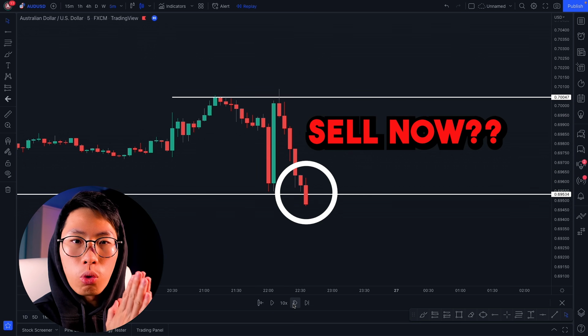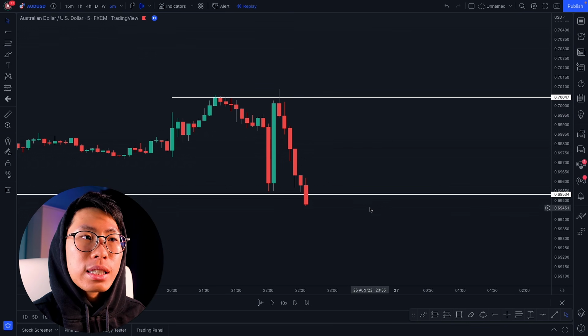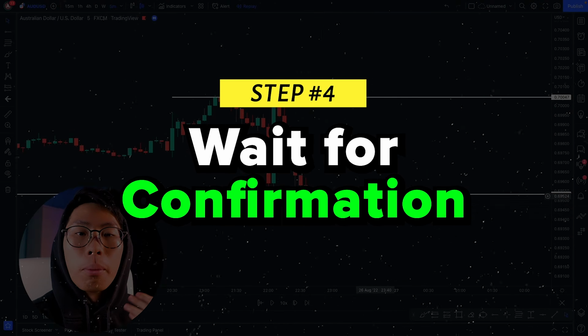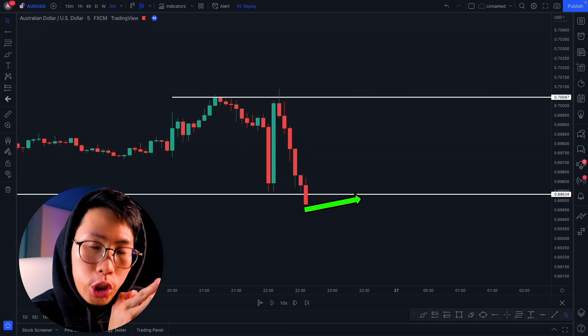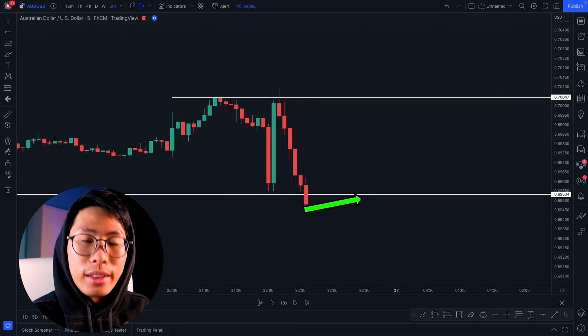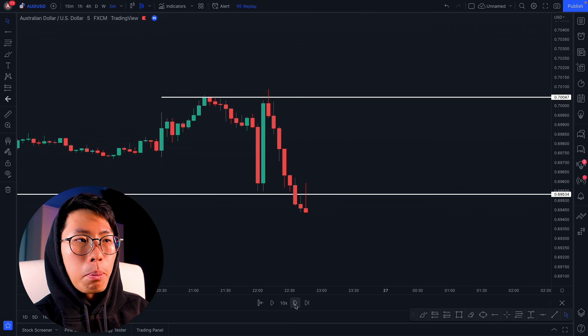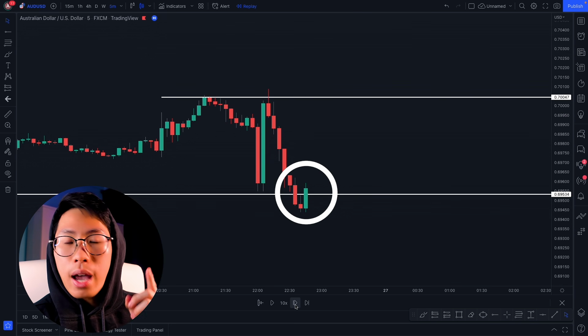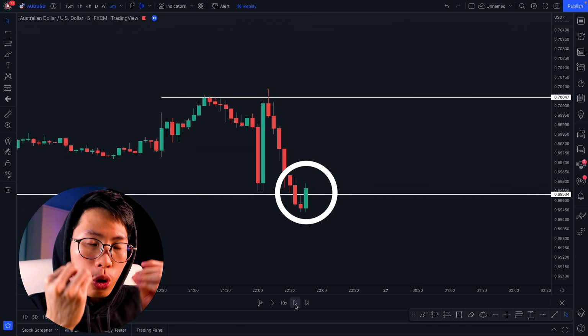So do we enter right here? Hell no, because we want to wait for price to pull back to this level and then give us a confirmation for us to enter for the trade. And then that confirmation will show us that this is actually a valid downtrend and price is going to head back down. And then right here, you can see price is starting to pull back up to this higher low. So after price has pulled back, you want to wait for confirmation.